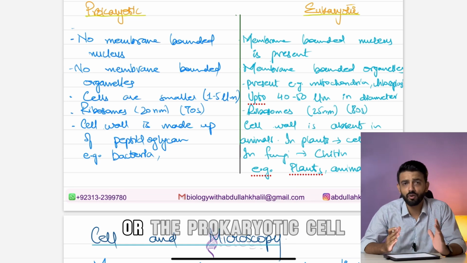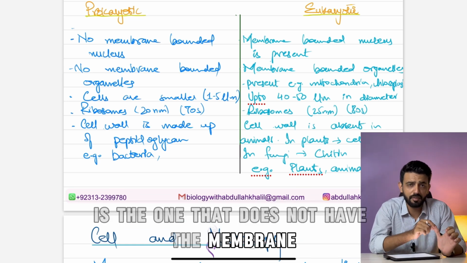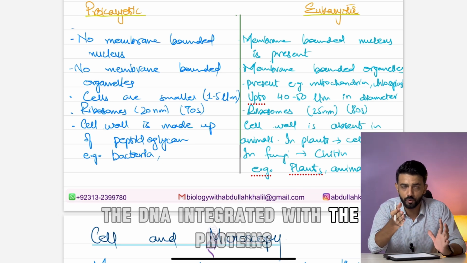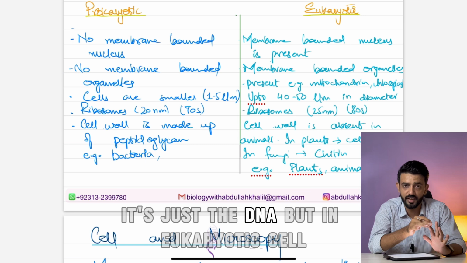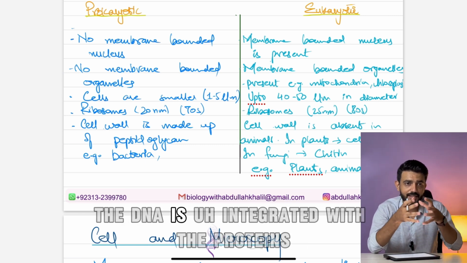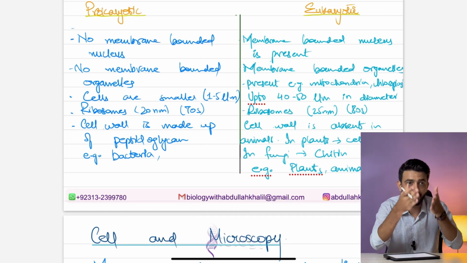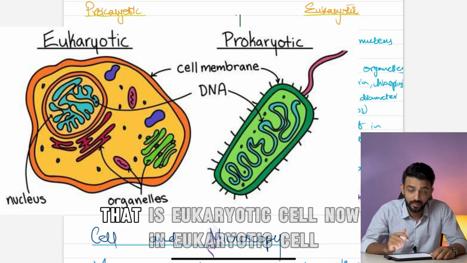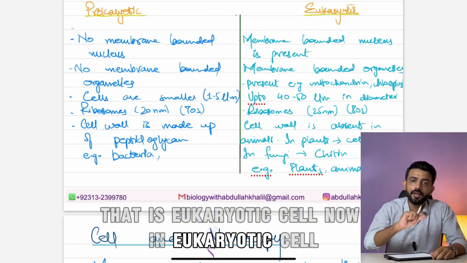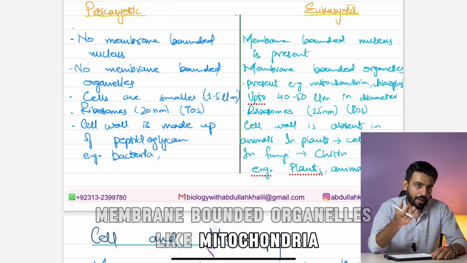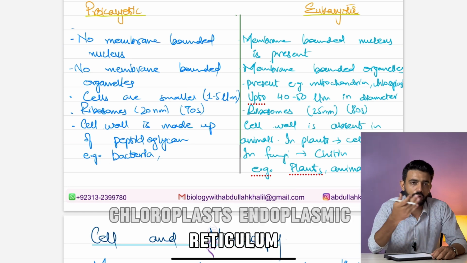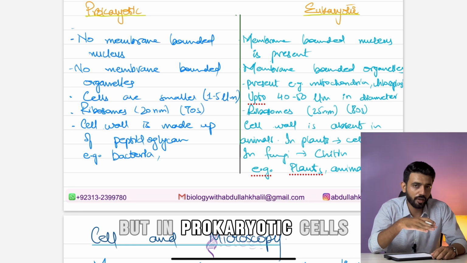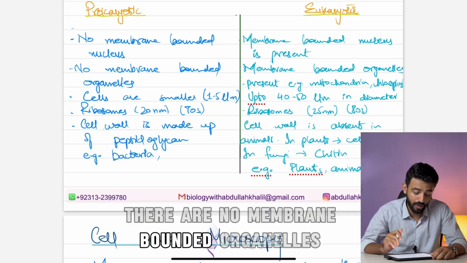The bacterial cell or the prokaryotic cell is the one that does not have the membrane bounded nucleus. It does not have the DNA integrated with the proteins. It's just the DNA. But in eukaryotic cell, the DNA is integrated with the proteins in the structures called chromosomes, and it is present in the membrane bounded nucleus. That is eukaryotic cell. Now, in eukaryotic cell, membrane-bounded organelles like mitochondria, chloroplast, endoplasmic reticulum, Golgi bodies, etc. may be present. But in prokaryotic cells, there are no membrane-bounded organelles.